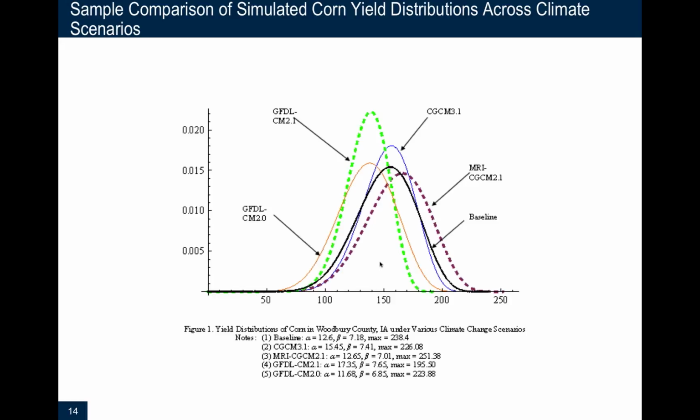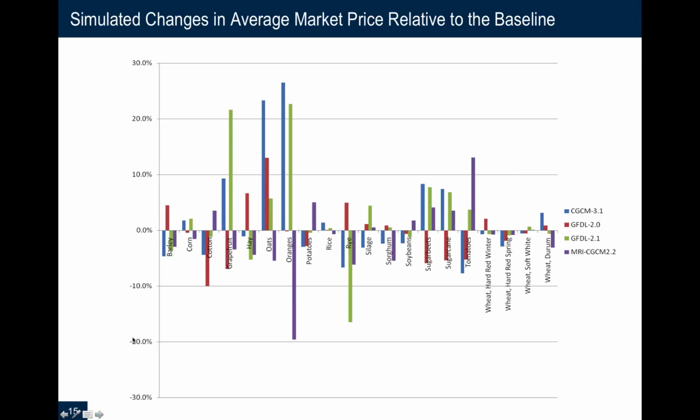And so one thing, a common finding across many of the studies, is that you're likely to see more variability. It's important to plan for more variability in yield outcomes, but there's still some uncertainty around what the direction of those impacts may be.